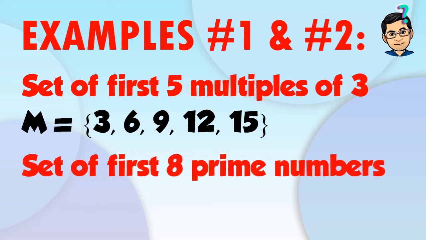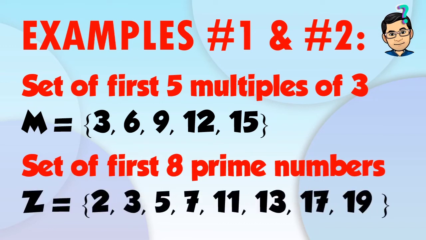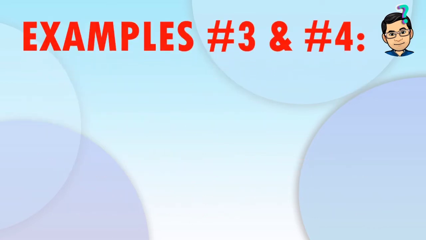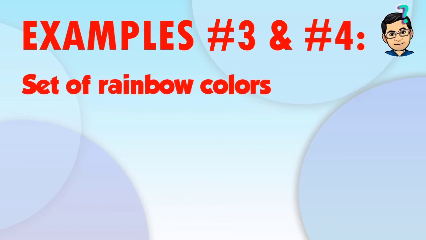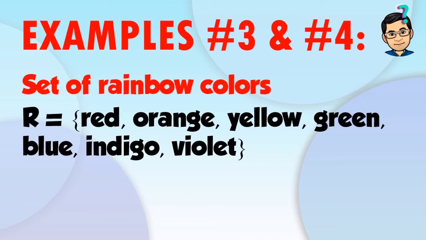Next, set of first 8 prime numbers. So for example, we use set Z. So, ayan, nakalista po yung first 8 prime numbers, which are 2, 3, 5, 7, 11, 13, 17, 19. Again, set of prime numbers po is yung mga numbers na ang factor nila is yung 1 at ang sarili nila. So, next examples, number 3 and 4. Set of rainbow colors. Again, set of rainbow colors are red, orange, yellow, green, blue, indigo, violet.